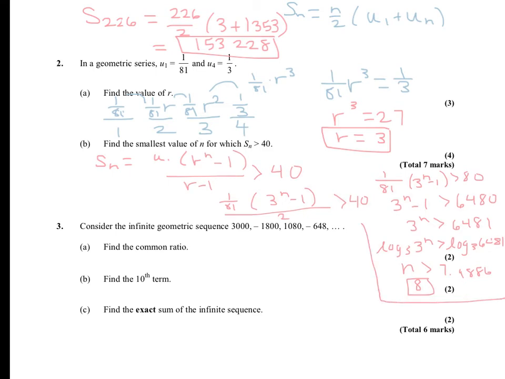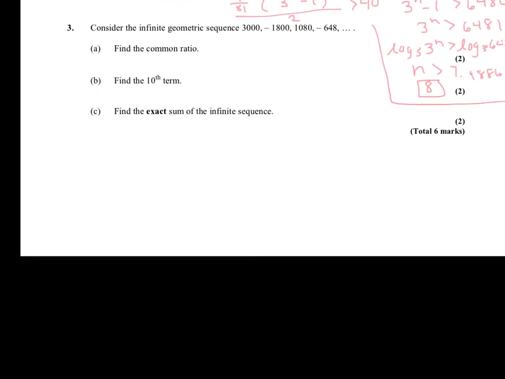Okay, the next problem we have is an infinite geometric sequence problem. So the first thing it asks us to do is to find the common ratio. So what are we multiplying 3,000 by to get negative 1,800? Well, I would just say, let's go ahead and divide negative 1,800 over 3,000. And we can go ahead and simplify that number into a nicer fraction of negative 3/5. And so that's our common ratio.